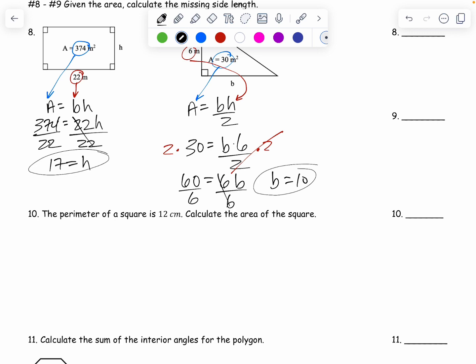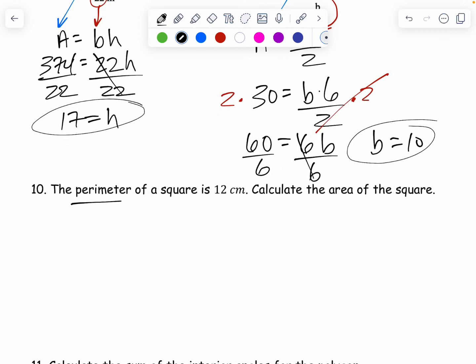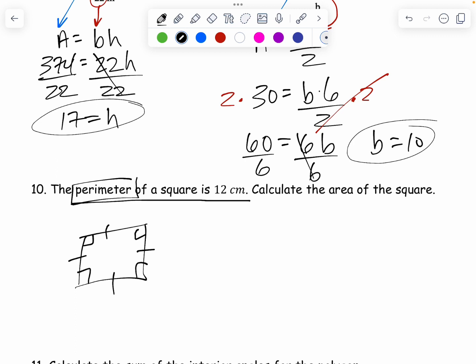Number 10 should look familiar. It's a perimeter of a square is 12. You know what perimeter means, okay? I'm going to draw a square. This side is all equal. And if the perimeter is 12, remember, that does not mean that this side is 12. I'm really sorry, I keep hitting the wrong thing. That is absolutely not correct. That means this plus this plus this plus this all adds up to 12.